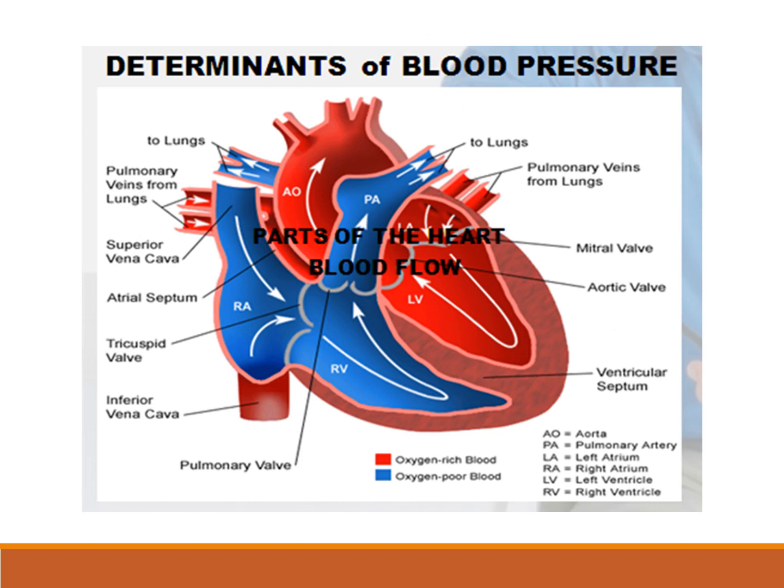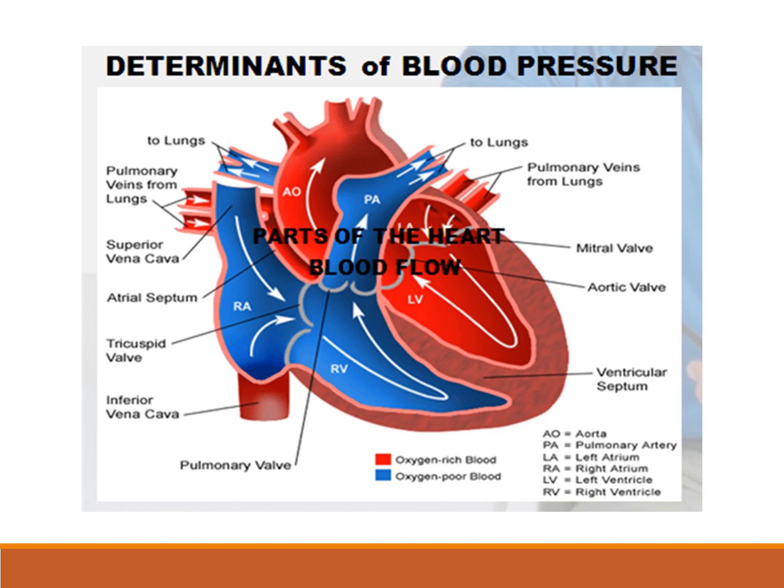Before we talk about the pulse and its assessment, let us review again the flow of blood in our heart. So what happens? Where does the blood go in our heart? So one, the oxygenated blood enters the right atrium through the superior and inferior vena cava. The blood enters the right ventricle through the tricuspid valve and exits through the right ventricle through the pulmonary valve and enters the pulmonary artery.